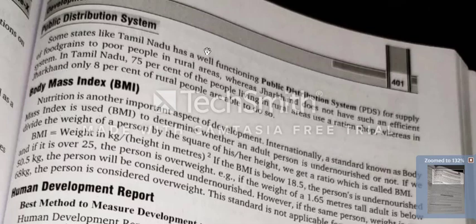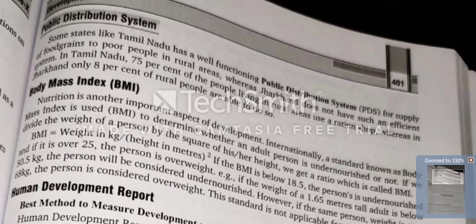The PDS system is successful in many places, but here we are talking about Tamil Nadu. Tamil Nadu has a well-functioning PDS system, supplying food grains to the poor, mostly in rural areas, whereas Jharkhand does not have such an efficient system. In Jharkhand, it is not as effective as in Tamil Nadu.